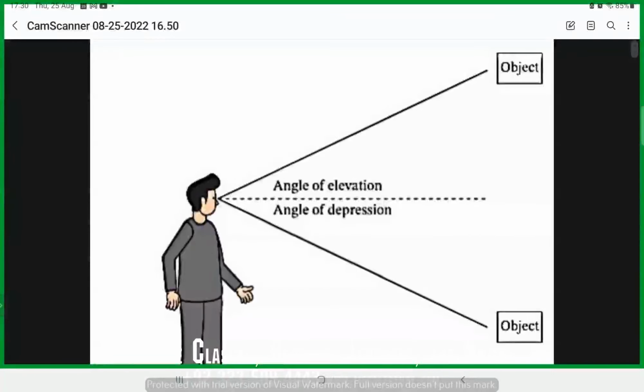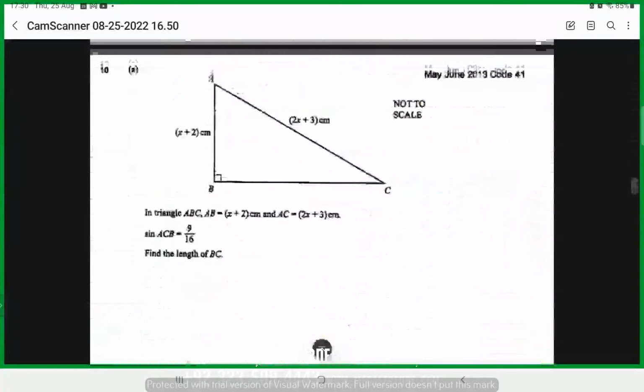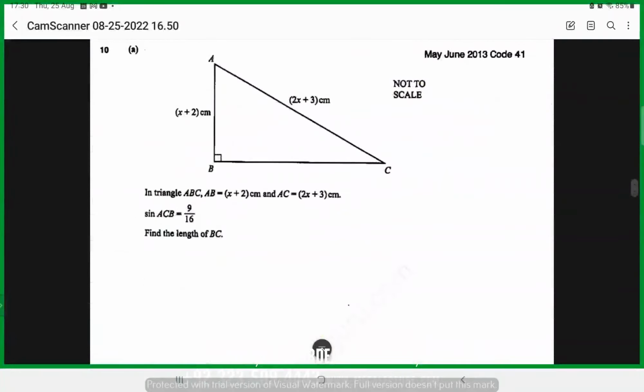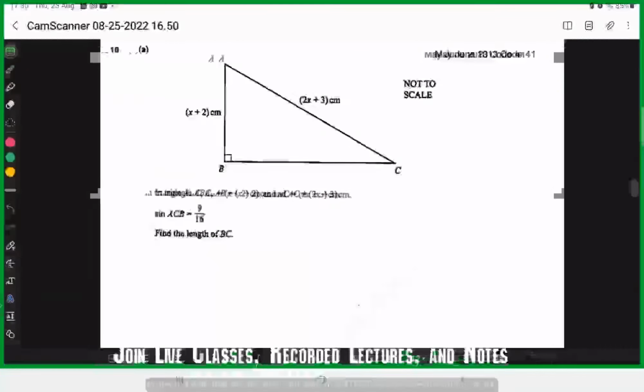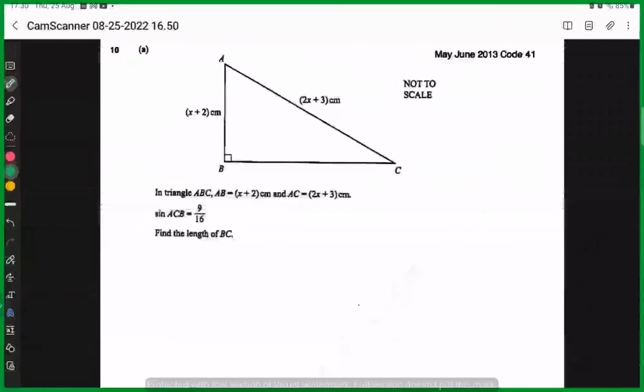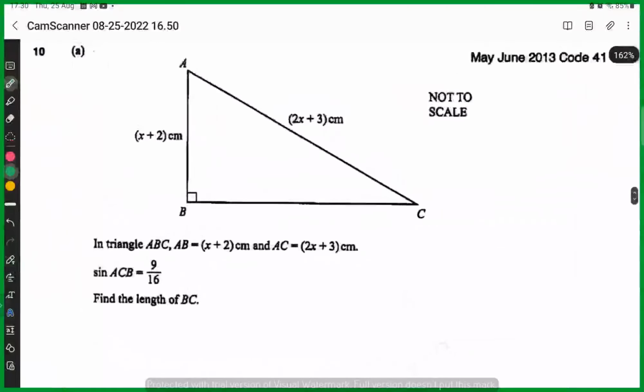I'll come back to this later on. First, let's do some practice. Okay. This is basically a past paper question, and it says, in triangle ABC, AB is equal to x plus 2, AC is equal to 2x plus 3, sine ACB is equal to 9 by 16. Find the length of BC.